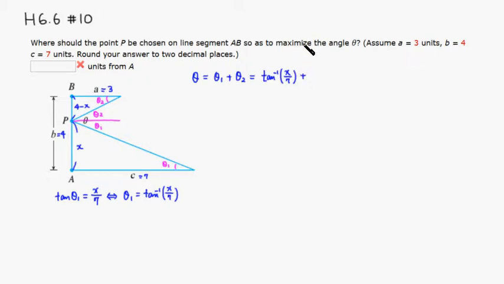So we can do the same thing with theta 2. Since tangent of theta 2 is equal to opposite, which is 4 minus x, over adjacent, which is 3, that means theta 2 is equal to arctangent of 4 minus x over 3, right? So we're going to get arctangent of 4 minus x over 3.